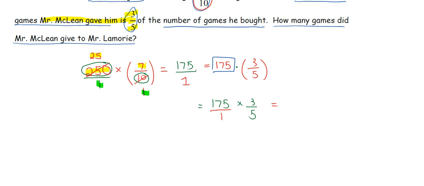But as you can see, we can do some simplification here. I have a 175 and a 5. So 175 divided by 5, we can definitely do some simplification there. 5 will go into itself 1 time, and 5 goes into 175 35 times. And 35 times 3 is going to be 105, and 1 times 1 is simply going to be 1, giving you a final answer of 105 video games. Alright, so Mr. McLean gave Mr. Lamori 105 video games. Okay, great.